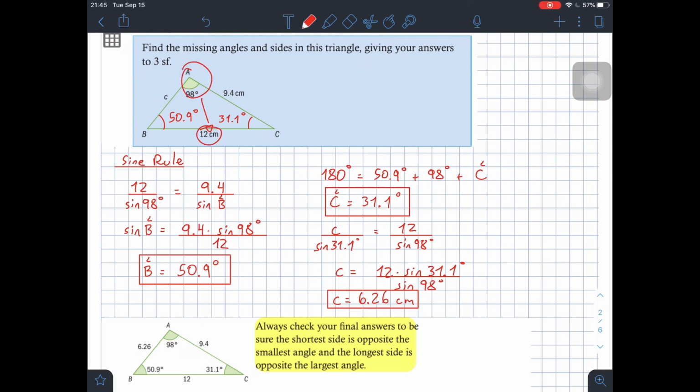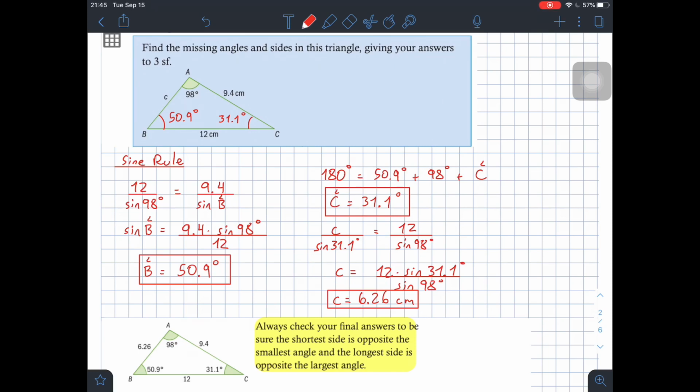And if you compare the sides, this is 12, 9.4, and this C is 6.26. That means that this is correct, right? Opposite to the largest angle must be the largest side. And also opposite to the smallest angle, in this case 31.1, should be the shortest side, which is also true for this situation. So that's a quick way to check if you're doing the right thing.